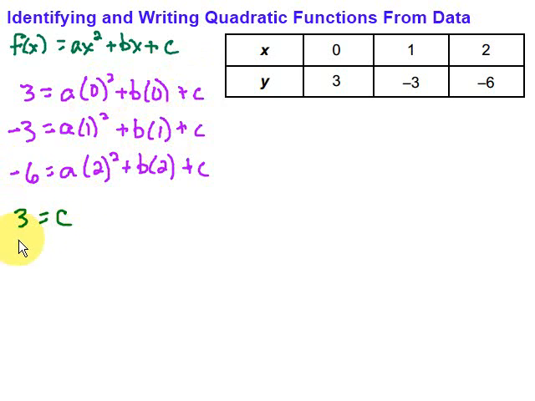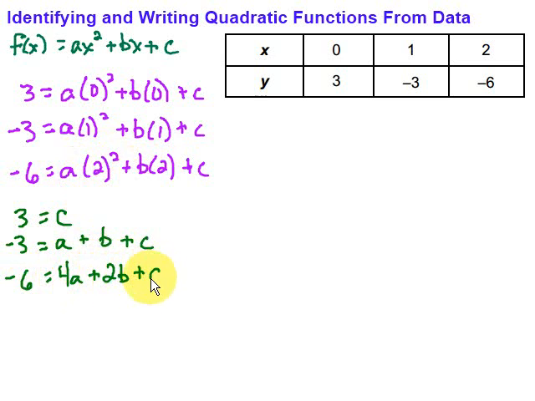Clean up these second two. Negative 3 equals 1 squared, which is just 1, times a. So we've got a there. B times 1 is just b, plus c. Then, for this last one, I have negative 6 equals 2 squared, which is 4, times a. So 4a. Then b times 2, so plus 2b plus c.